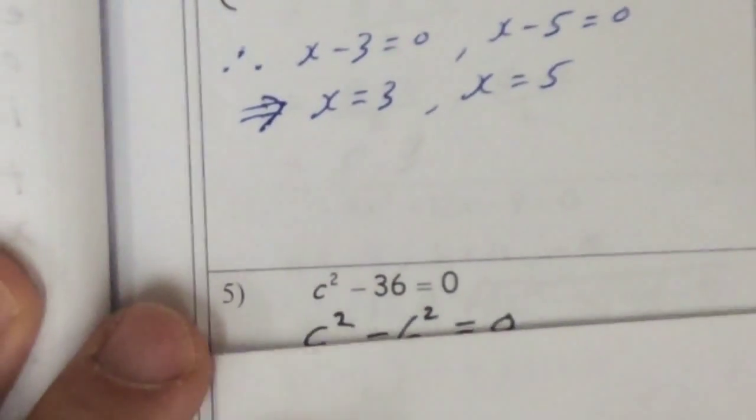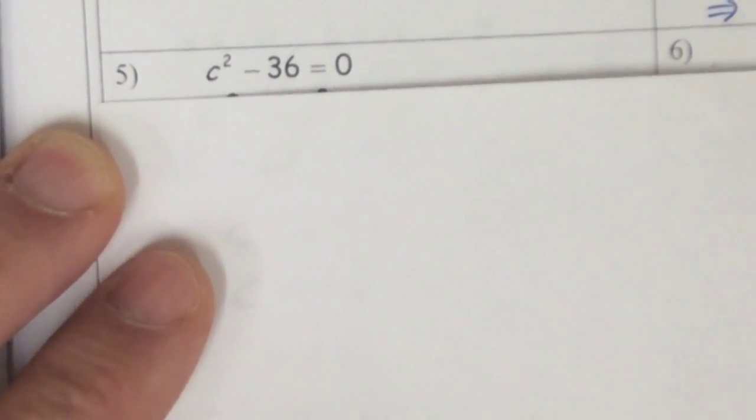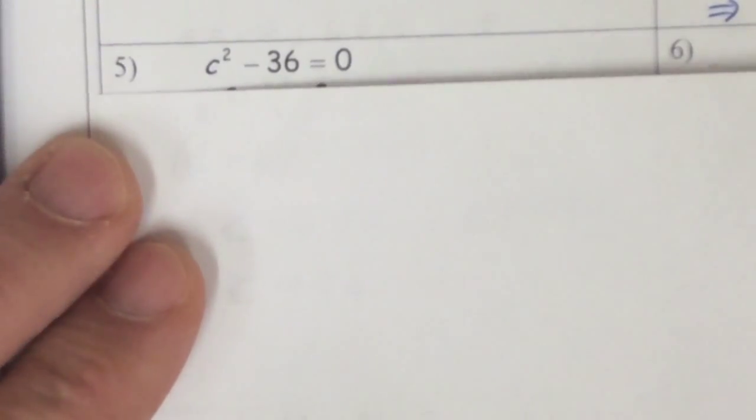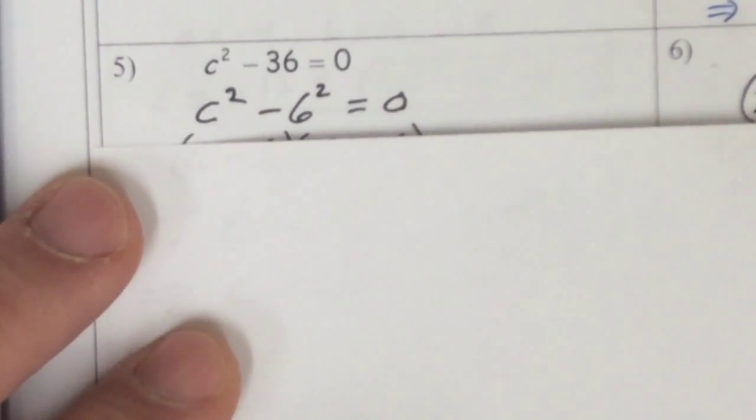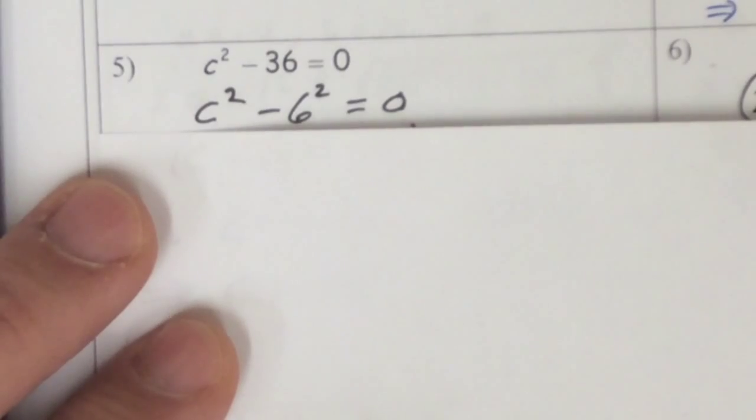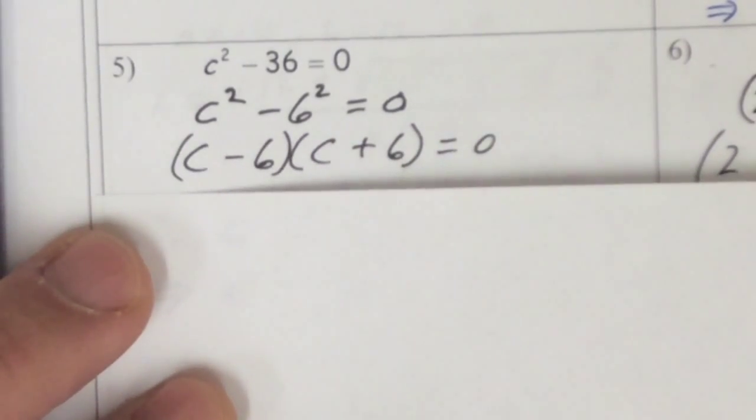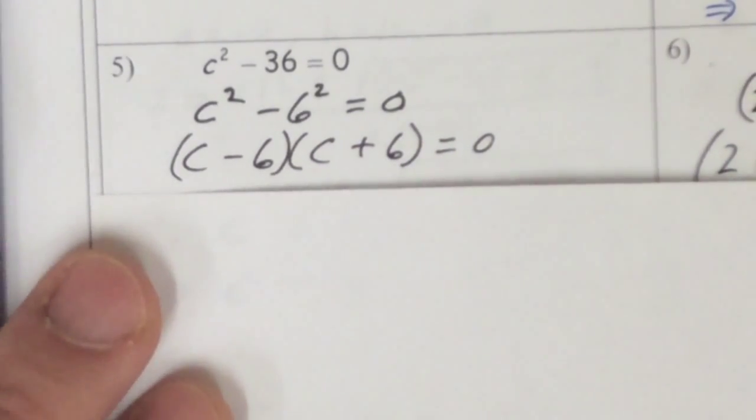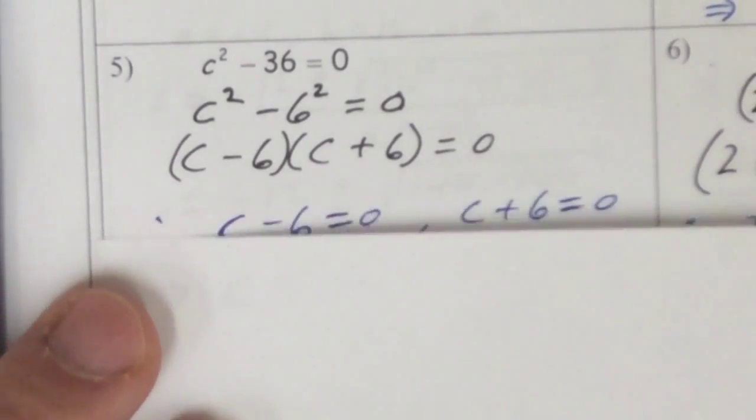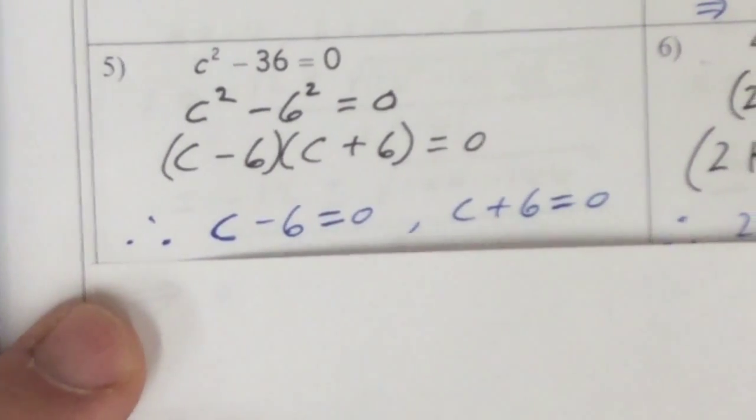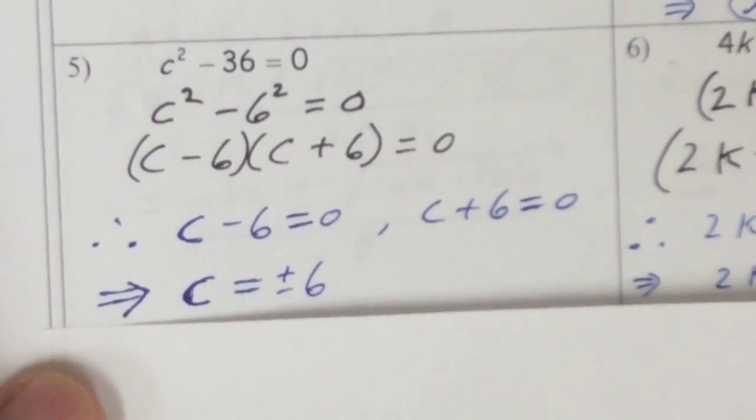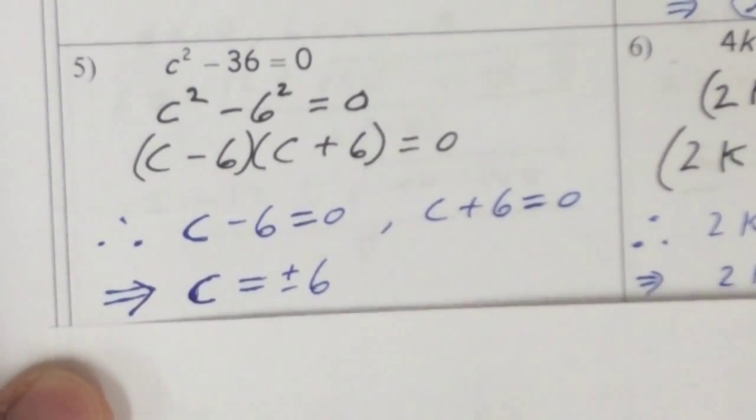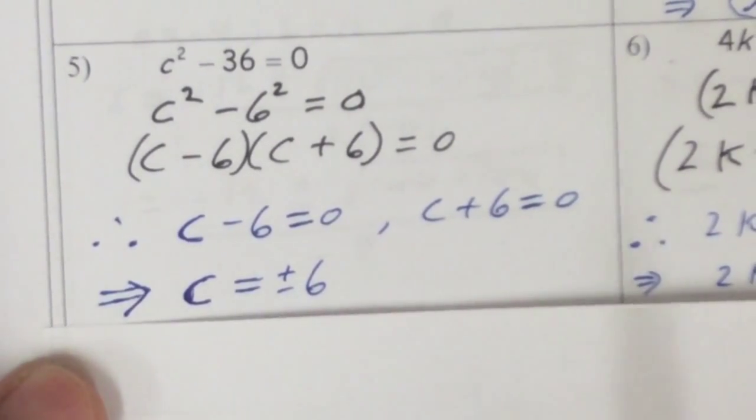Another one, let's take a look at a difference of squares. Okay, so here's a difference of squares. c squared minus 36 equals 0. So c squared minus 6 squared equals 0. And (c minus 6)(c plus 6) equals 0. So you've got, in that one, c equals plus or minus 6. Okay.